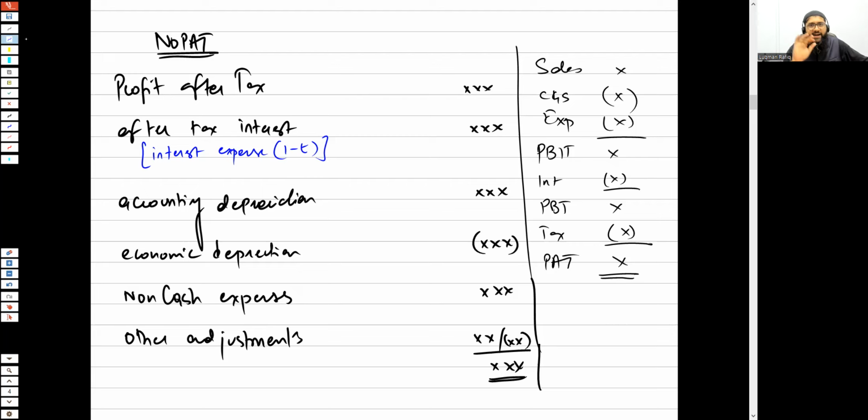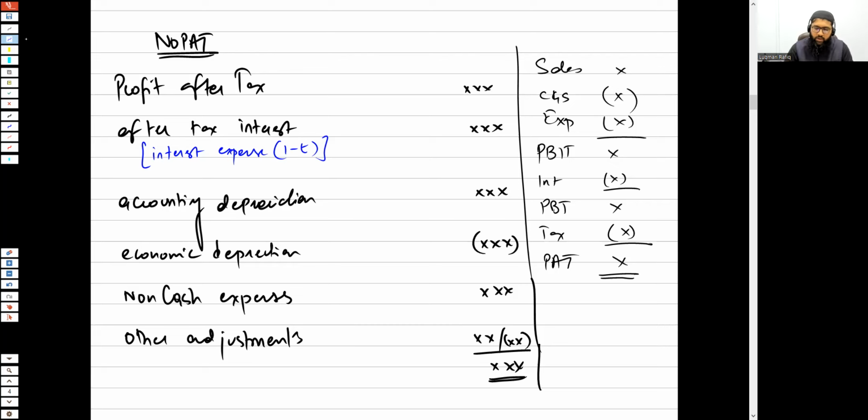Now, let me just guide you on something. Basically, what are we trying to achieve? We are trying to achieve cash flows, because we know one thing: it's always better to calculate cash flows as compared to using profits. We're trying to calculate cash flows because it's always understood that it's better to use cash flows as compared to using profits.